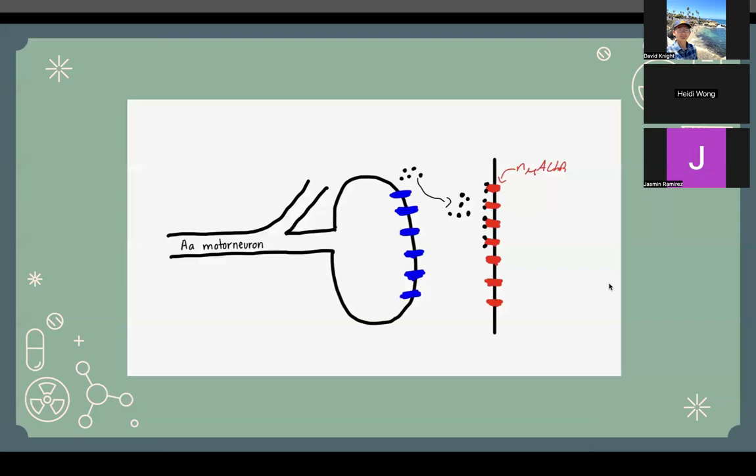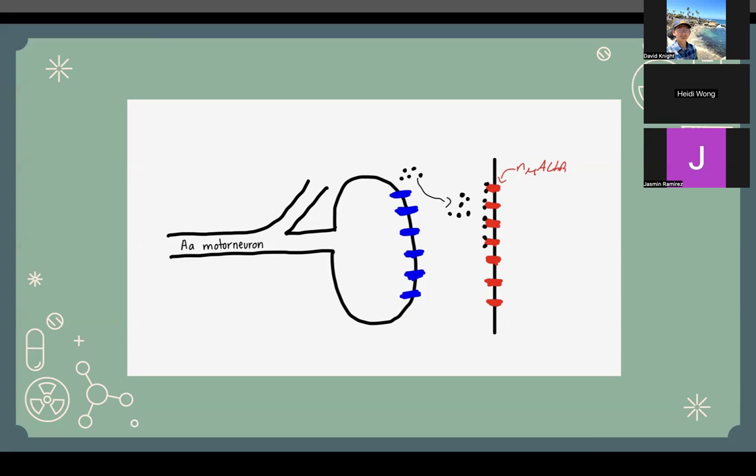ACh then diffuses across the synaptic cleft and binds to nicotinic muscle acetylcholine receptors that require 2 ACh to activate. This diffusion across the synaptic cleft accounts for about 0.05 milliseconds of the synaptic delay, and it's considered the shortest step and occurs rather quickly due to the short distance the neurotransmitters diffuse across. The binding and the activation of receptors on the muscle membrane takes about 0.15 milliseconds. The three events I just described are involved in the synaptic delay.